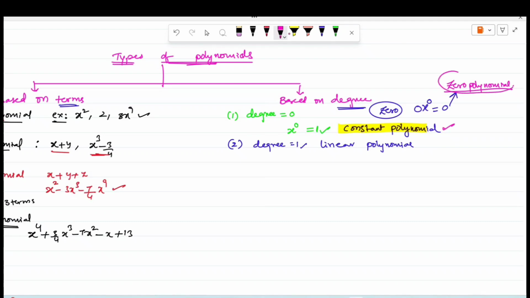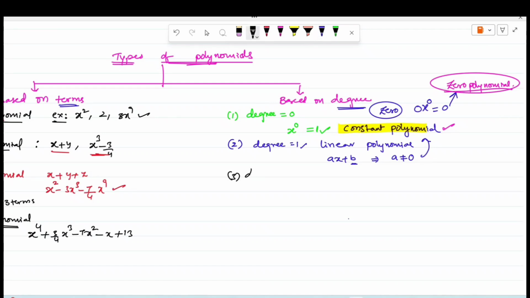Please make a note. An example of a linear polynomial is ax plus b, and here we have the condition where a is not equal to 0. If a is equal to 0, what happens? It will turn into a constant polynomial, since b is only a constant. So that's it. Next one.